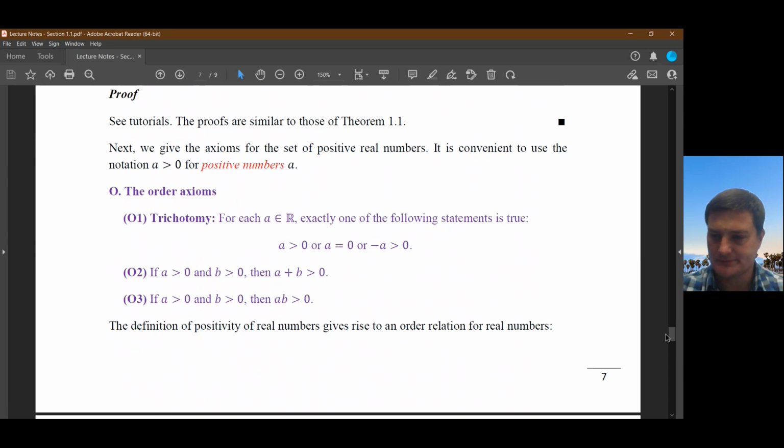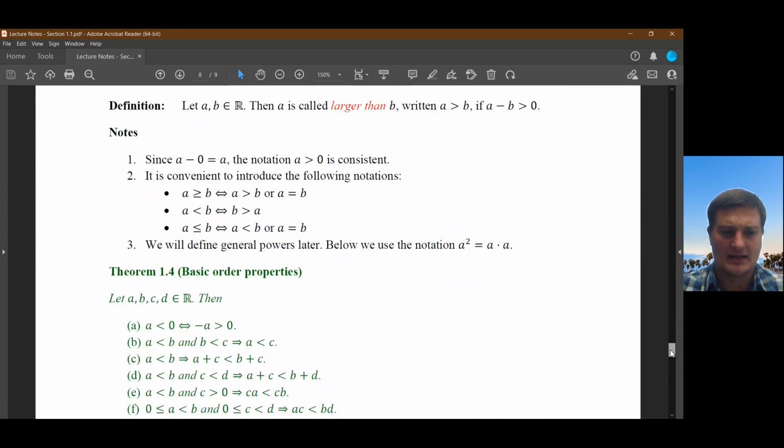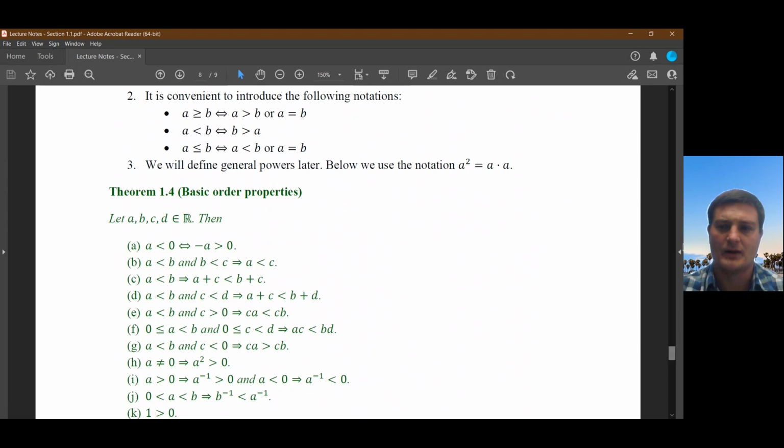So in the next video, I am going to look at the proof of theorem 1.4.